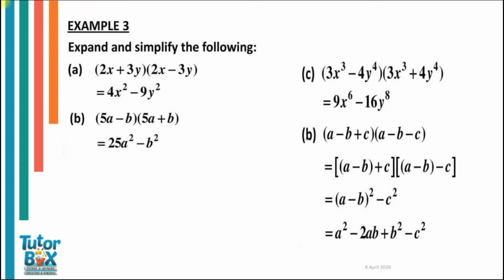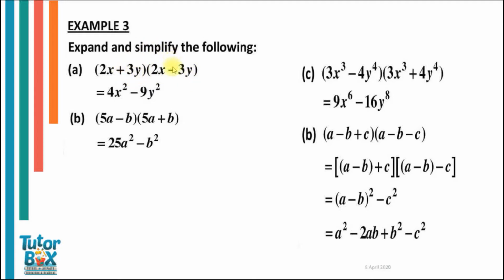Example 3. It says expand and simplify the following, right? So we have 2x plus 3y, 2x minus 3y. Already you should notice that this will become a difference of two squares, because you have this one with a positive, and then you have this other one with a negative. And then this first term is the same as that first term. The second term is the same as that second term. So basically it's a difference of two squares.